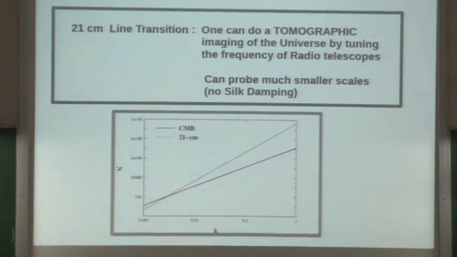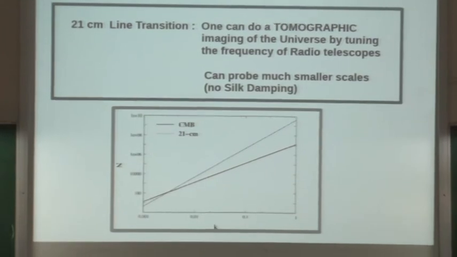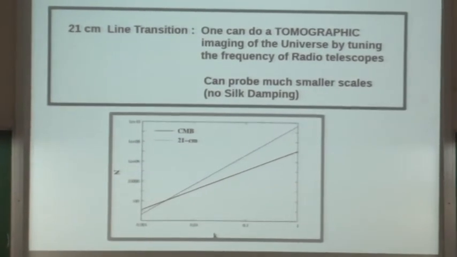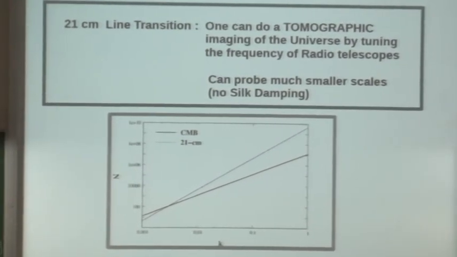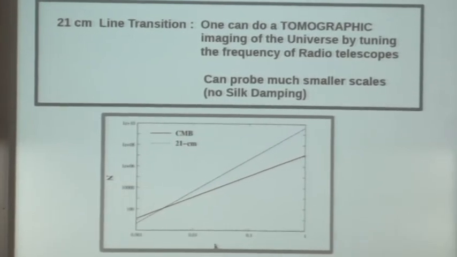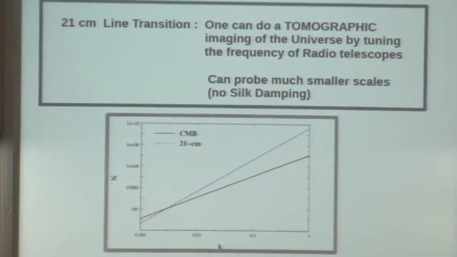So you can see that it is very, very large, much larger. You could have plotted it in log scale also. So it grows so much more as compared to the CMBR, especially when K is large, in small scales. So in small scales, you clearly have a very big advantage using 21 centimeters. First, because you don't have the Silk damping suppression of power, and you have the availability of a large number of modes.